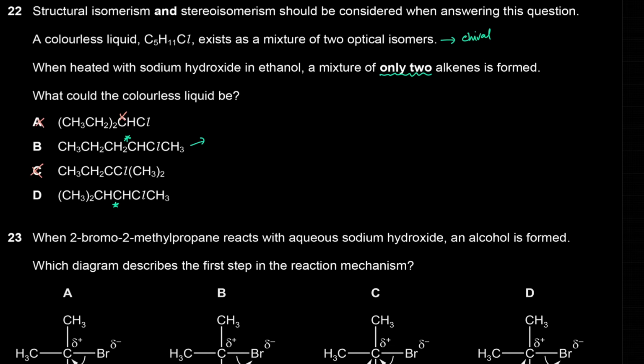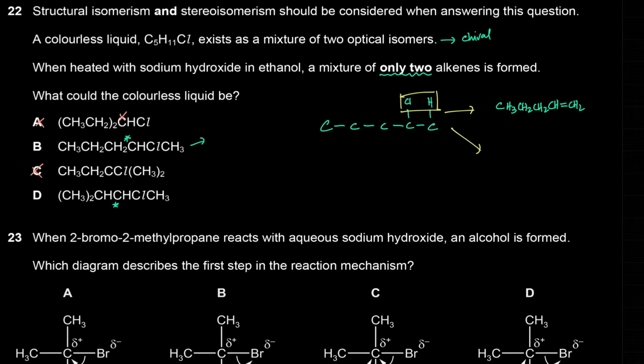Now if you look at option B, this is what we have in option B, right? We have 2-chloropentane. Now we have an elimination reaction taking place. One possibility that we have is we remove the chlorine and the hydrogen from the neighboring carbon. Okay, so we can remove this chlorine and this hydrogen. That leaves us with pent-1-ene, right? That's one alkene that we're forming.